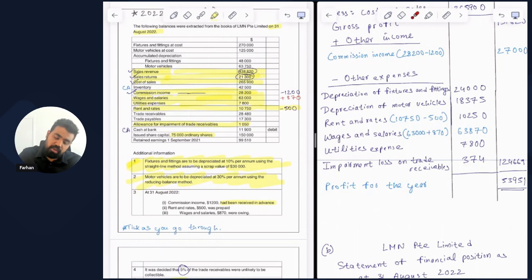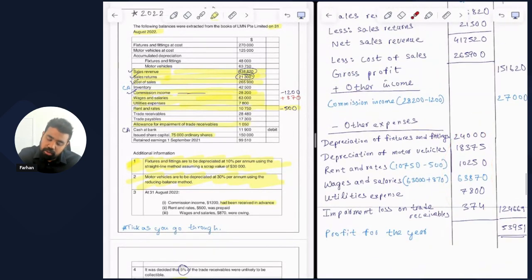So all you have to do in this case is find the total of everything here, which is $124,669. How do we find the profit for the year now? If you want to find the profit for the year, you start with the gross profit, then you add the commission income of 27,000, then you subtract the total expenses of 124,669, and you get 53,951 as the profit for the year. We are calling this a profit because this is a positive amount, 53,951.